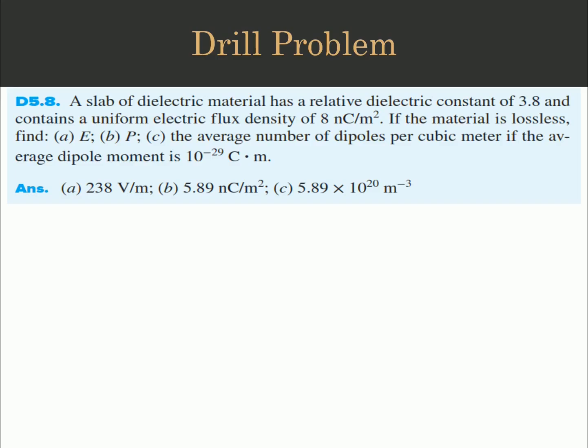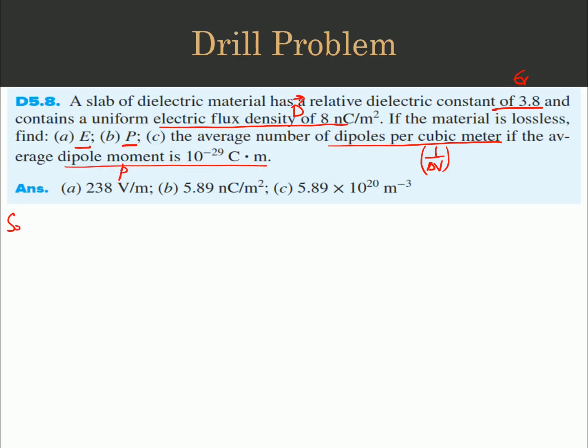So a dielectric slab has a relative permittivity of 3.8, so this is εr, and we have a uniform electric flux density, so the value of D is given as 8 nanocoulomb per meter square. If the material is lossless, we need to find the electric field intensity, then the polarization, then the average number of dipoles per cubic meter. So this is basically 1 by delta V. If the dipole moment is this, so small p is over here.